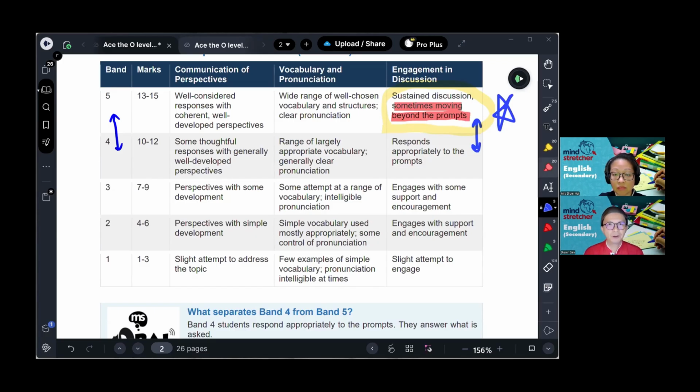Now, what happens for the oral? For the oral, in order to get your top band, you actually need to go beyond. But not all the time. If you go beyond the prompt all the time, it means that you're out of point. Make sense? So sometimes you go beyond the prompt.